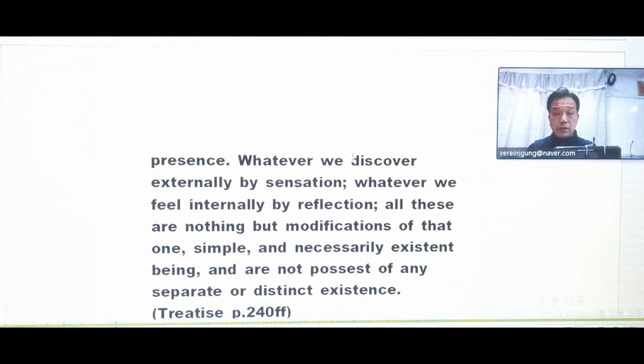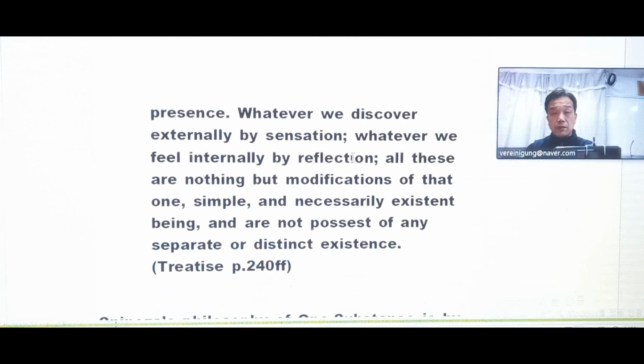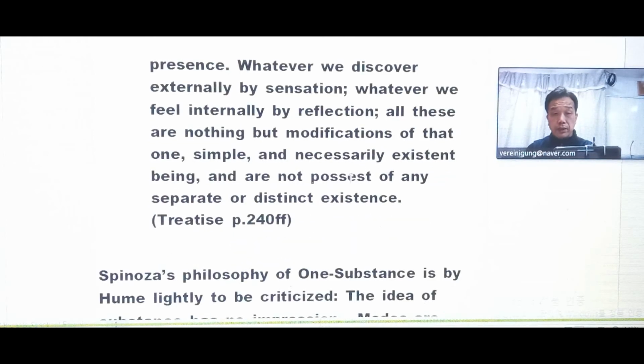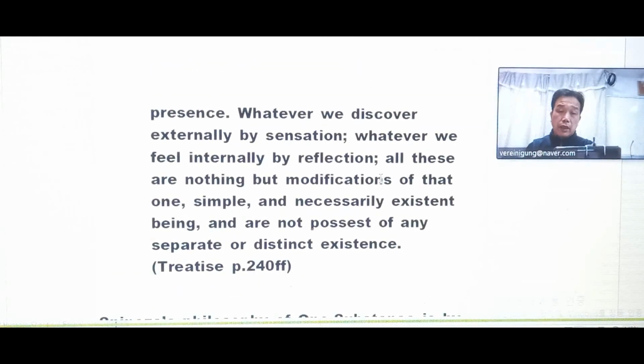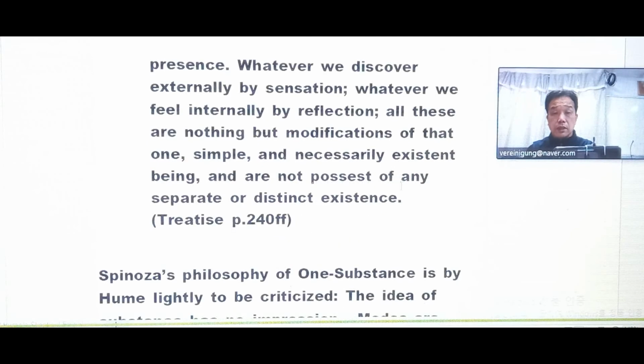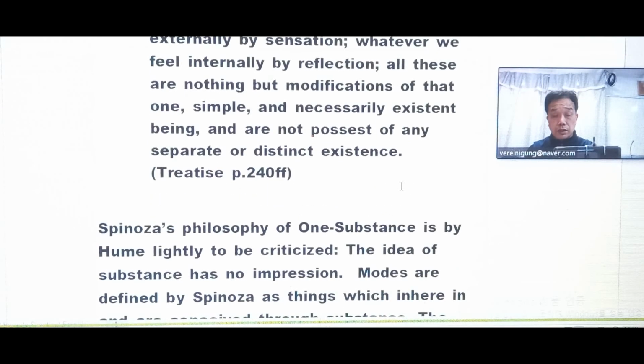any local presence. Whatever we discover externally by sensation, whatever we feel internally by reflection, all these are nothing but modifications of that one simple and necessarily existent being, and are not possessed of any separate or distinct extension. Treatise 240.